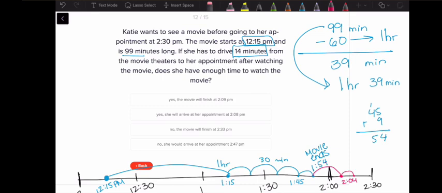That's an extra 10 minutes. Add 4 more minutes, and she's going to be arriving at 2:08 p.m., and her appointment is at 2:30. So yes, she does have enough time to watch her movie because she will be arriving at her appointment at 2:08, and her appointment's at 2:30, so she's going to have a little bit of time.